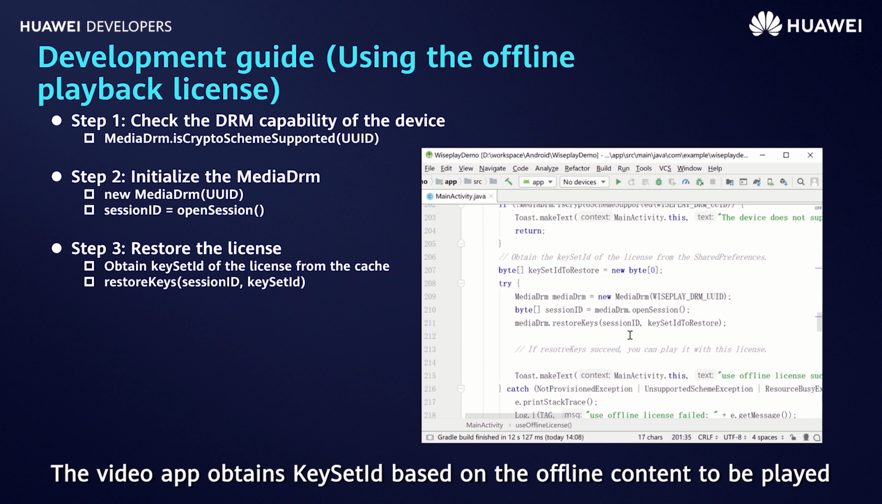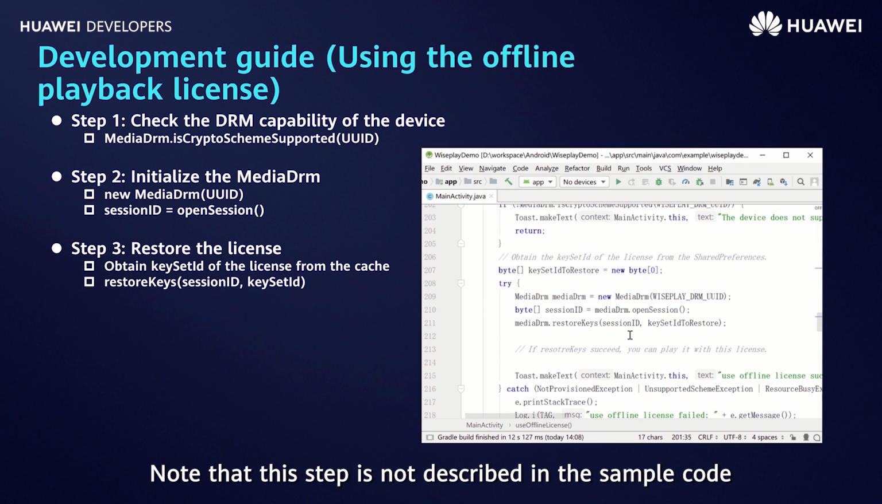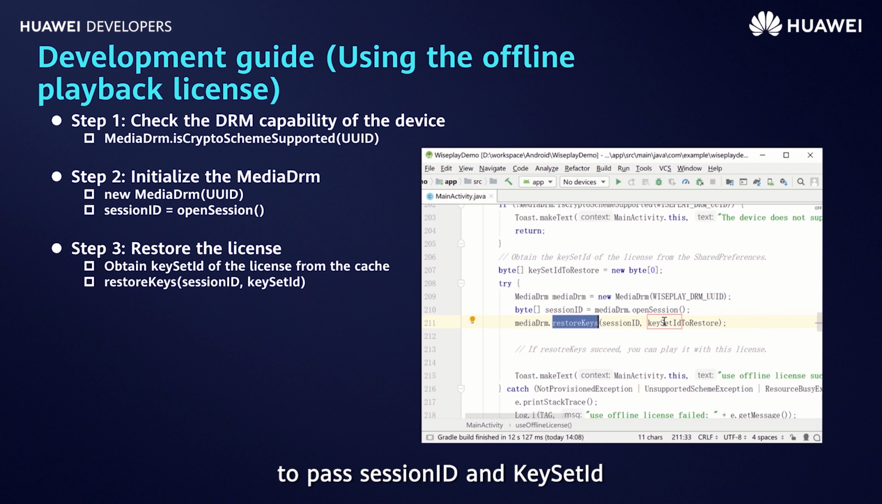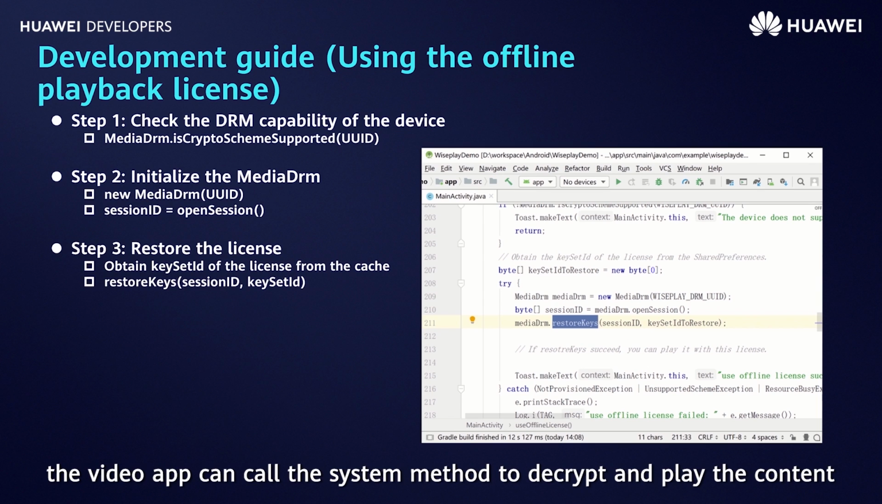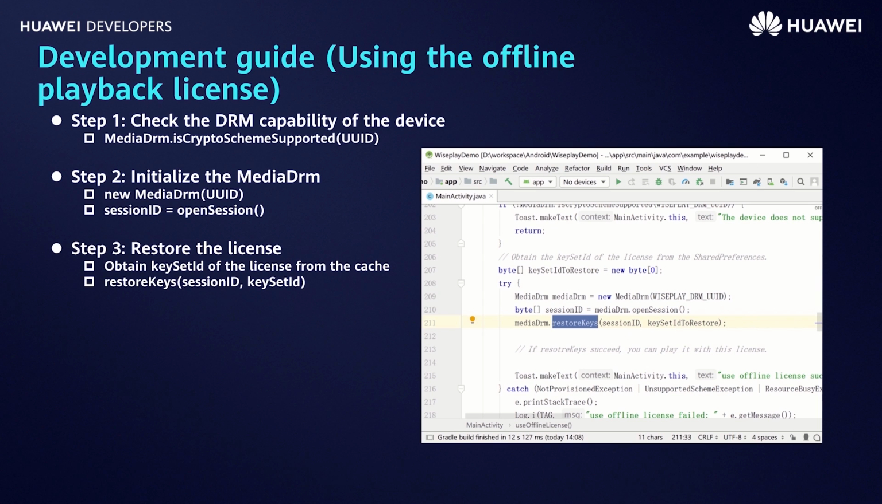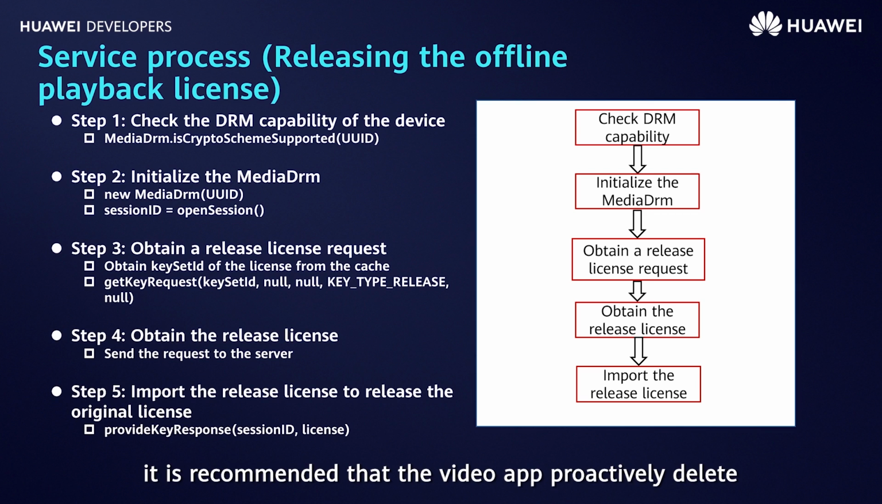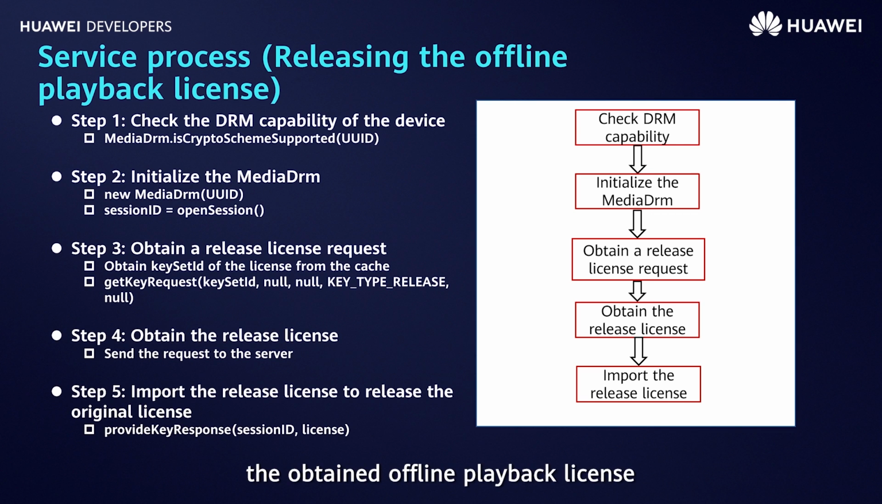The video app obtains the KeySetId based on the offline content to be played. Note that this step is not described in the sample code, but only one variable is defined. Then the video app calls the restoreKeys method to pass the session ID and KeySetId, so that the WisePlay DRM client can load the offline playback license. Then the video app can call the system method to decrypt and play the content. When an offline content file is deleted, it is recommended that the video app proactively delete the obtained offline playback license to free up some of the secure storage space.